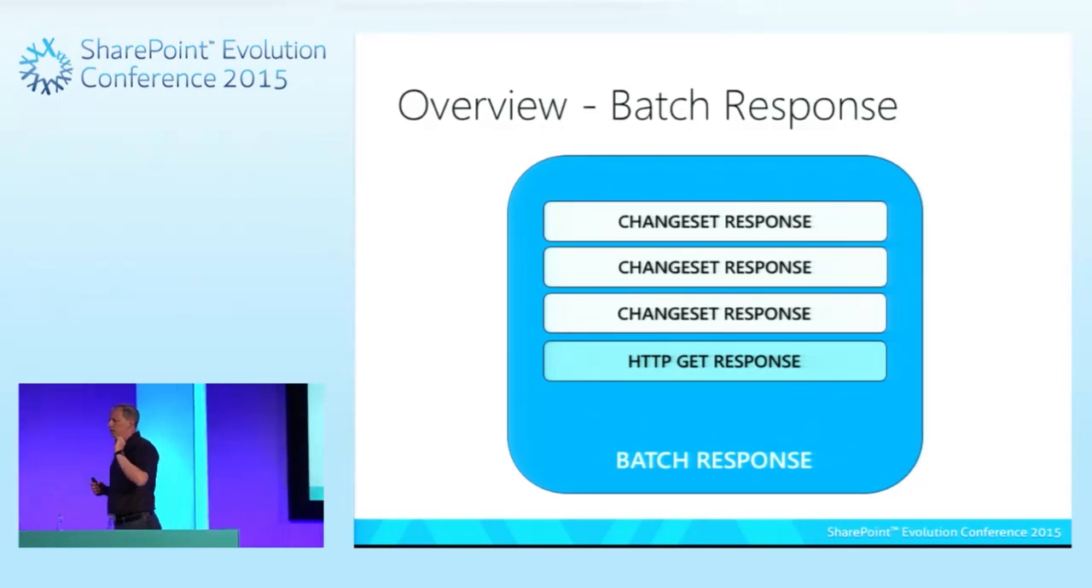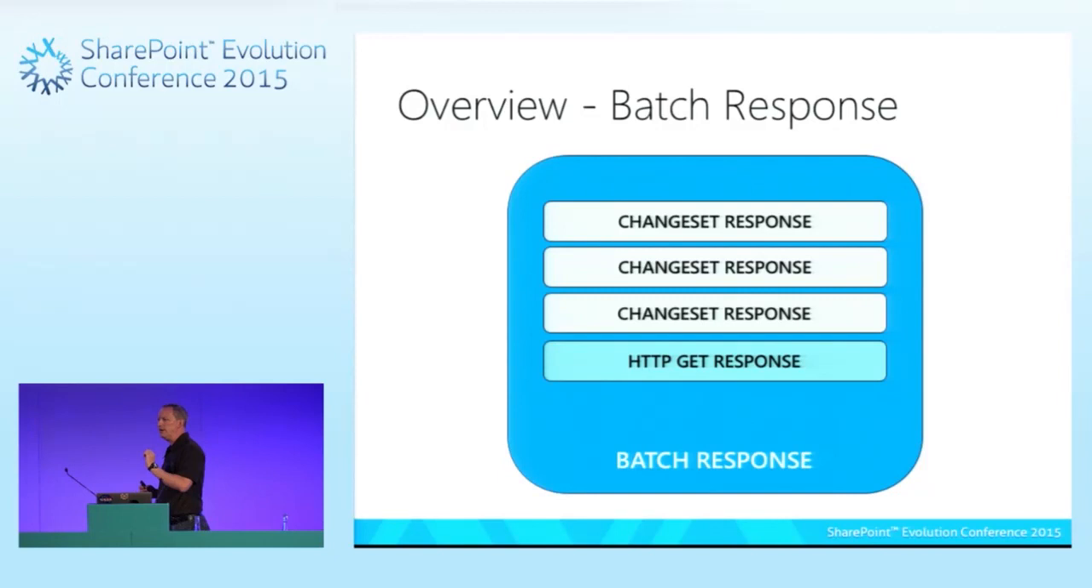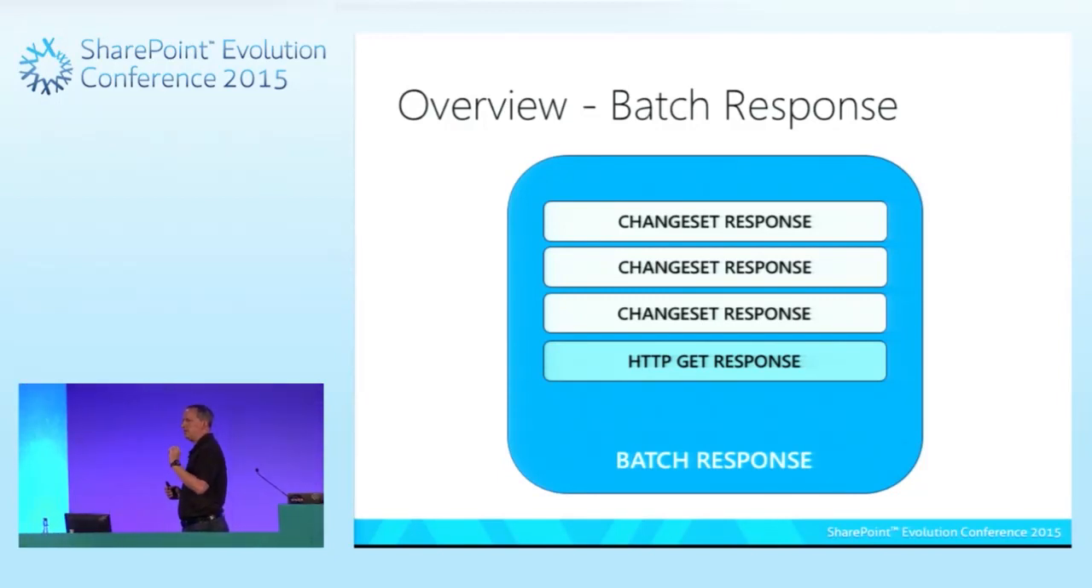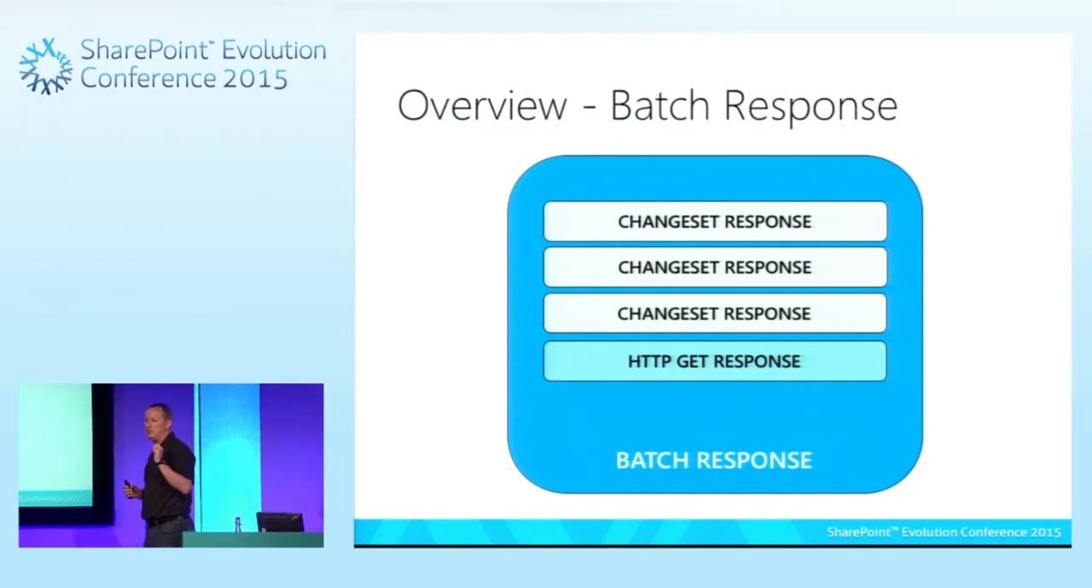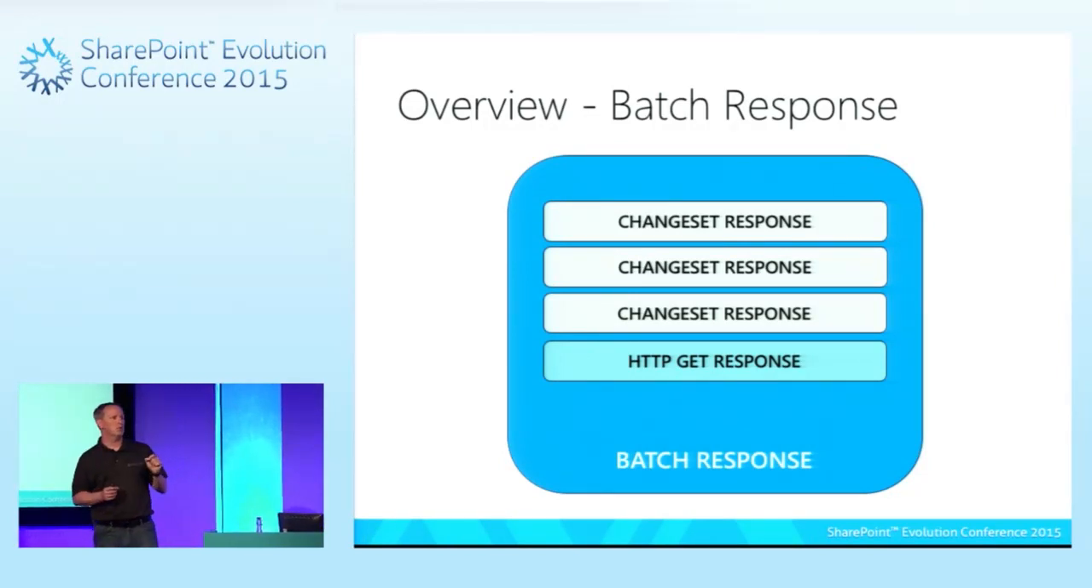Now, one thing to keep in mind here: in standard batching with OData, in change sets, you're allowed to put multiple things in one change set, like multiple inserts and multiple deletes, multiple updates. You can put multiple things in a change set, and let me make sure I suck it in before you take that picture.